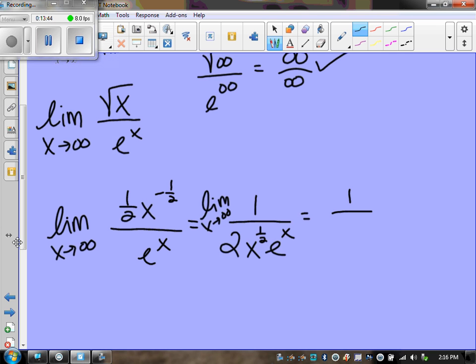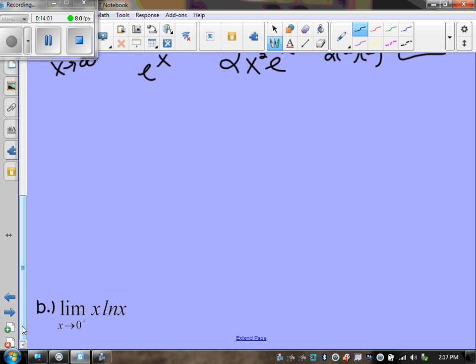On the top I have a 1. On the bottom I have 2 times the square root of infinity, which is infinity, times e to the infinity, which is infinity. So I have a 1 divided by a really big number, which is 0 again. All this work for a little baby 0, huh? All right, let's keep going.